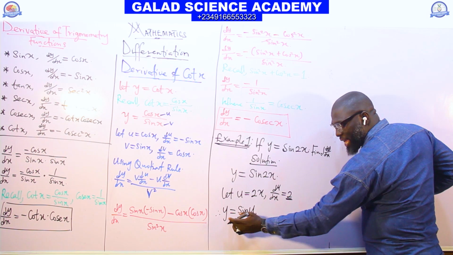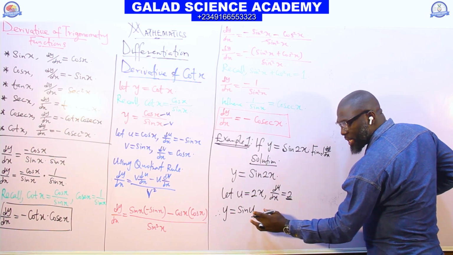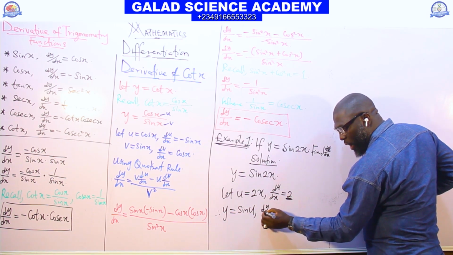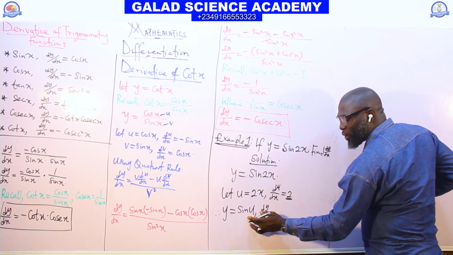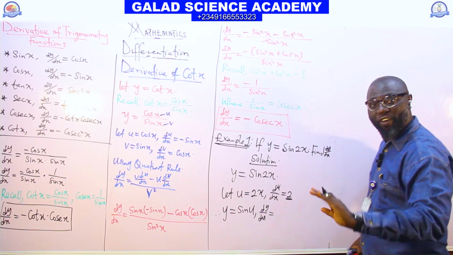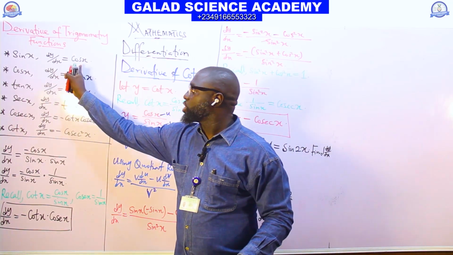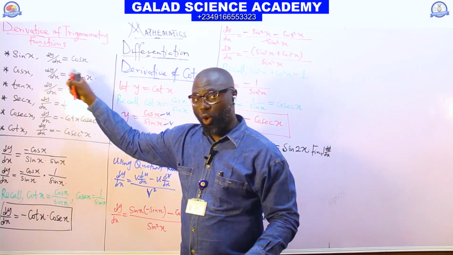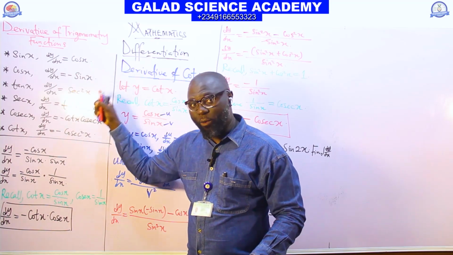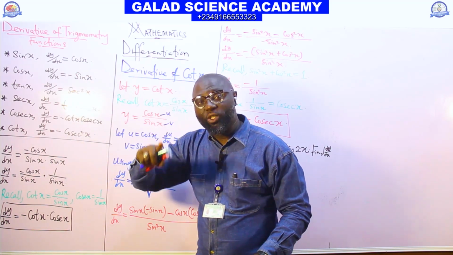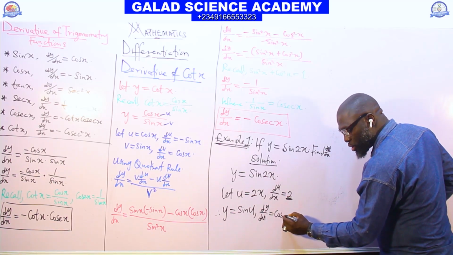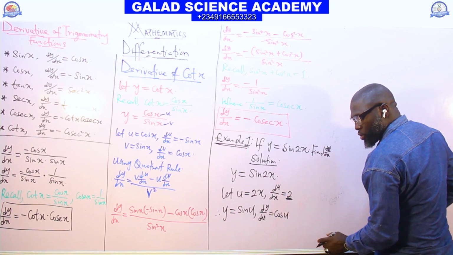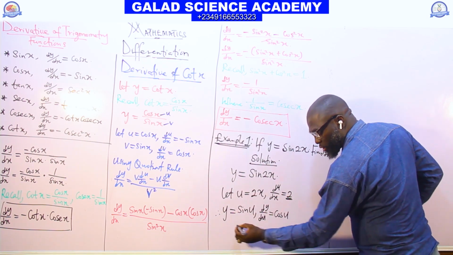Then our y is equal to what? Sine u. Now differentiate y against u. The derivative of sine x is cos x, of sine p is cos p, of sine y is cos y, of sine a is cos a, so of sine u gives us cos u. Once you have done this, it is a function of a function.